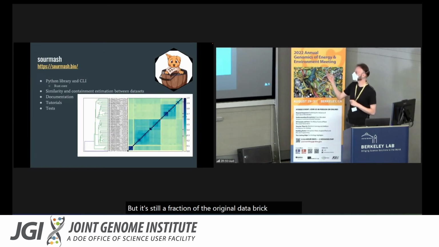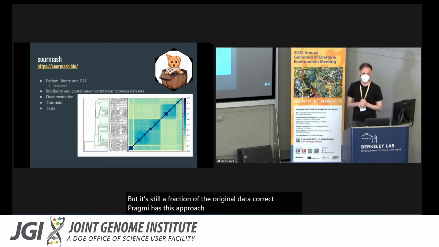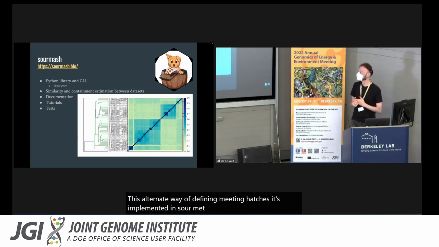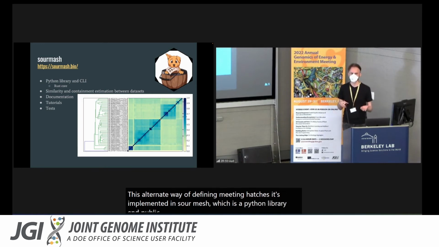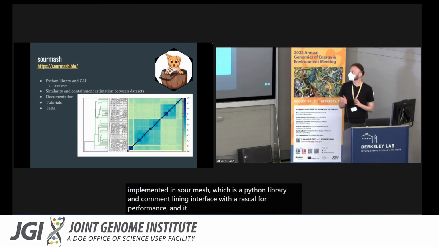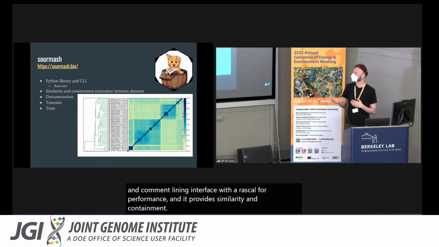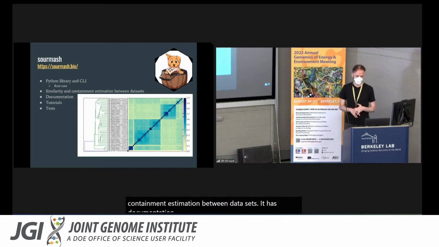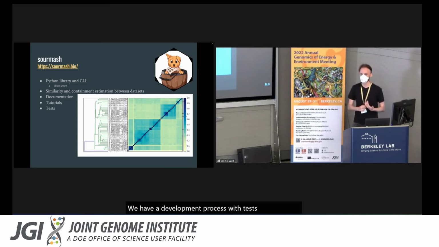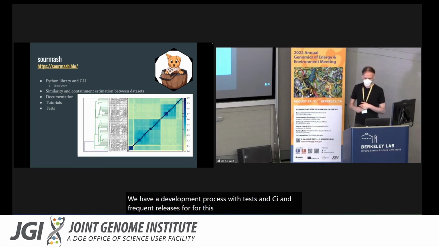FracMinHash, this approach that we came up with in the lab, this alternate way of defining MinHashes, is implemented in sourmash, which is a Python library and command line interface with a Rust core for performance. And it provides similarity and containment estimation between data sets. It has documentation, has tutorials. We have a development process with tests and CI and frequent releases for this.